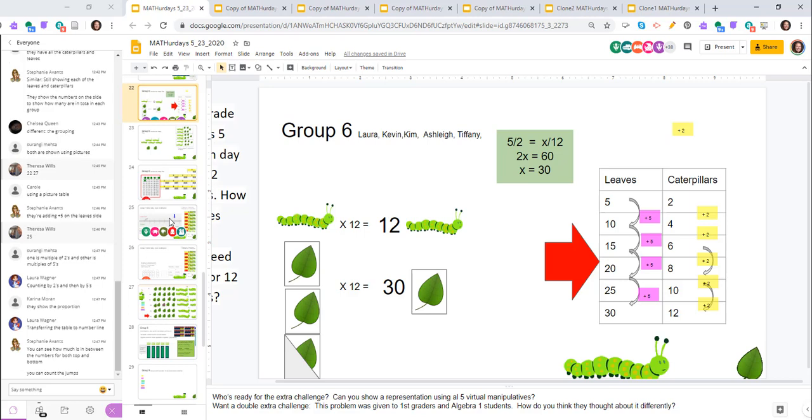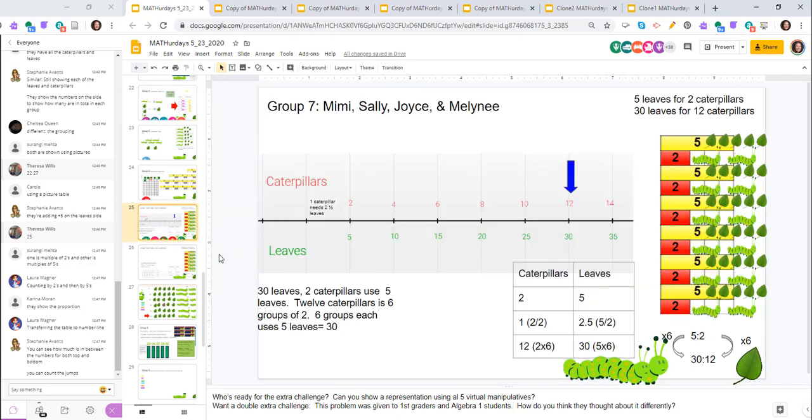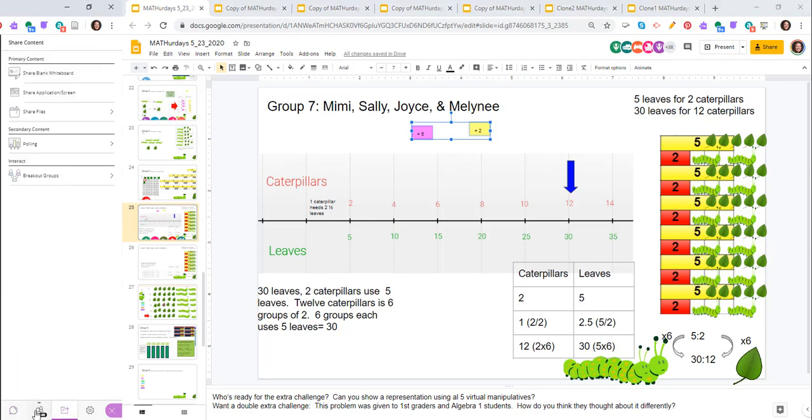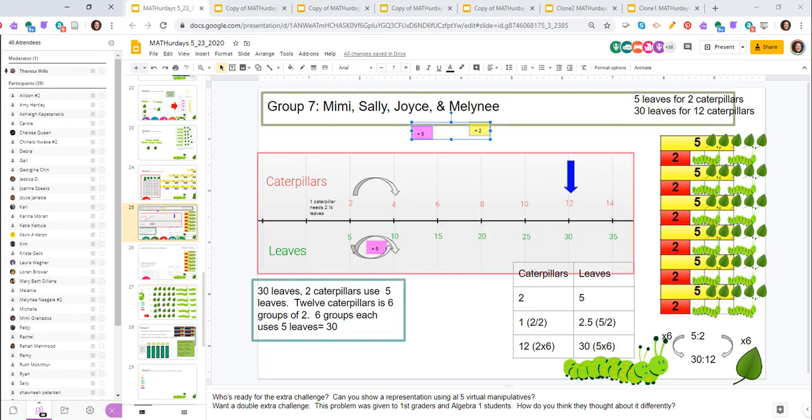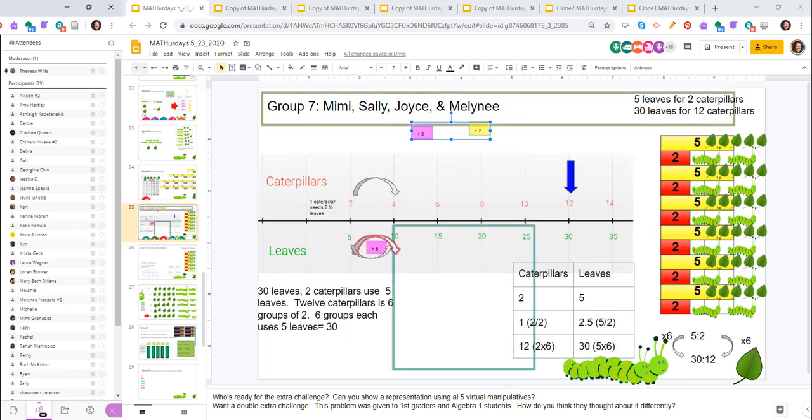On slide 22, you all created these little jumps with +5 and +2. Are we able to see these kind of jumps on the double number line? If so, go ahead and show us. And if someone could defend how they see the jumps on the double number line, go ahead and turn on your mic.